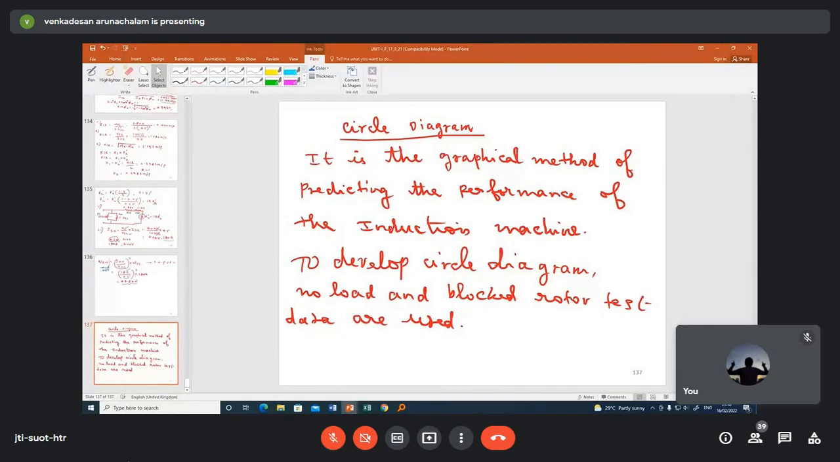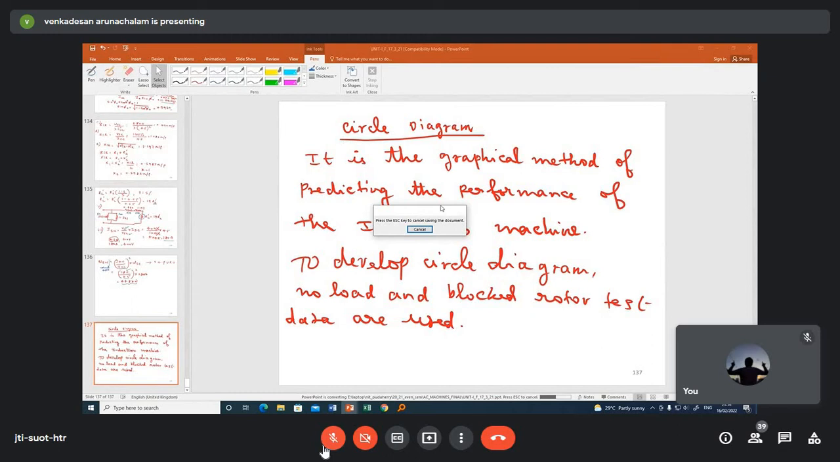Shall we go to unit 2? Yes, sir. So unit 2 also, we are going to study induction machine. In unit 2, the topics we are going to cover: first, we need to study the starters for induction motor. We have already studied starters for DC motor. Same way, we have starters for induction motor. So that is the first topic we are going to study.